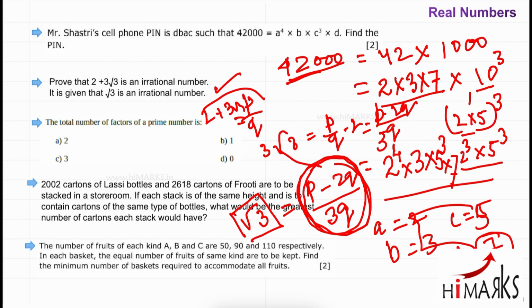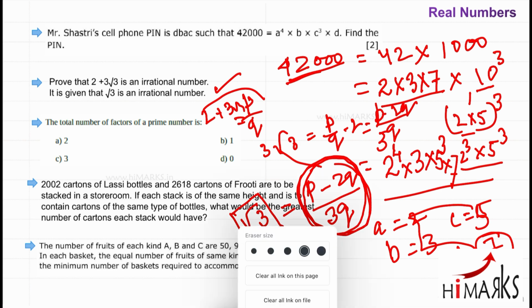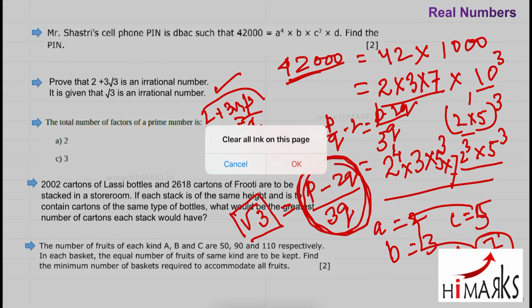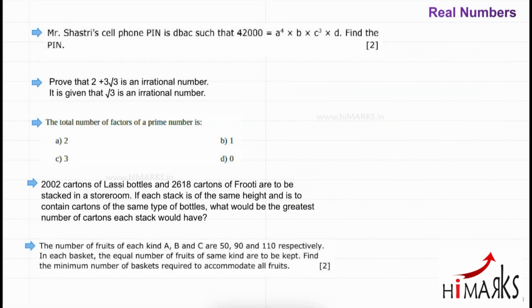Next one is the total number of factors of a prime number. Any prime number can be broken in only two parts: 1 and that number itself. If it is 3, then 1 and 3. That means only two factors are possible. So the answer is 2 here.